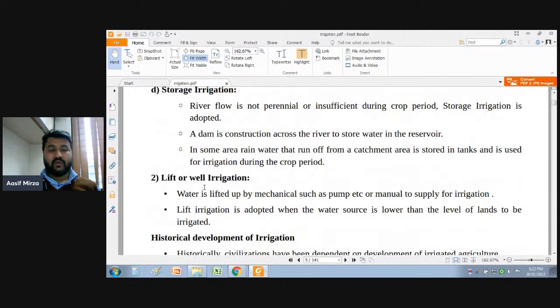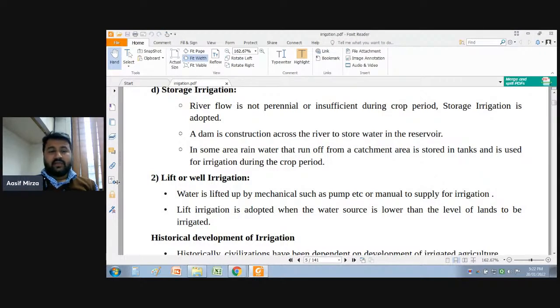Now lift or the well irrigation: water is lifted up by mechanical means such as a pump, etc., or manually to supply for irrigation. Lift irrigation is adopted when the water source is lower than the level of lands to be irrigated. So lift irrigation or the well irrigation is nothing but the water which is lifted by a mechanical machine like a pump, or sometimes it is manually uplifted from the well.